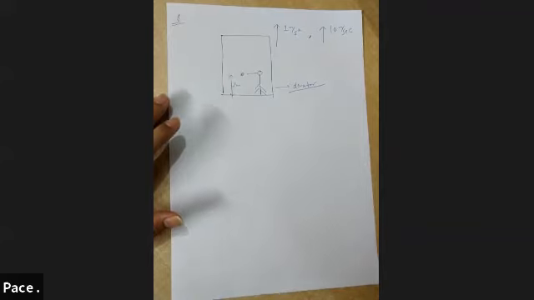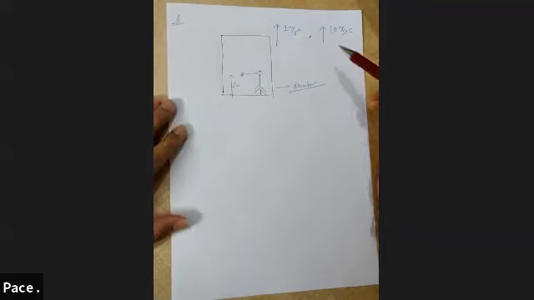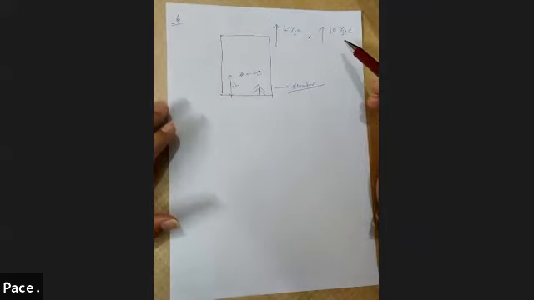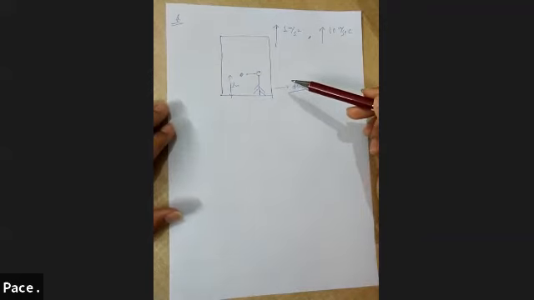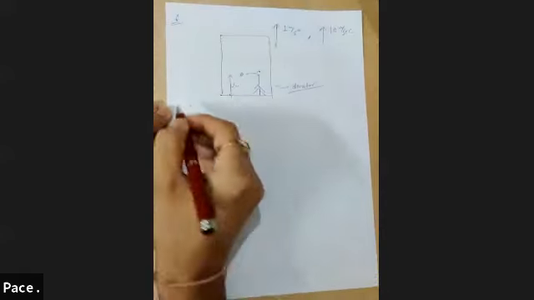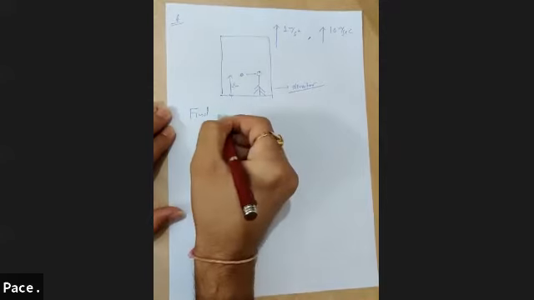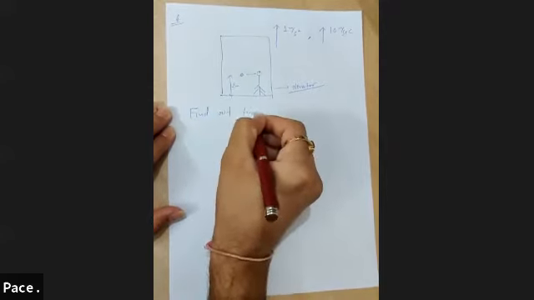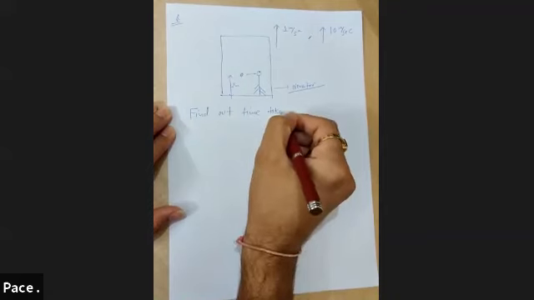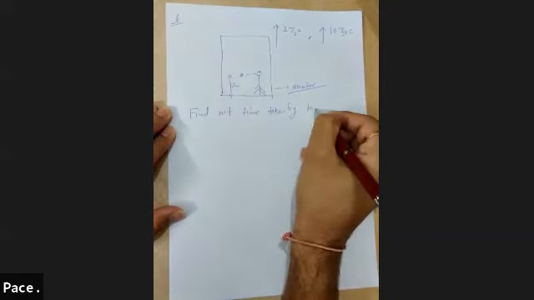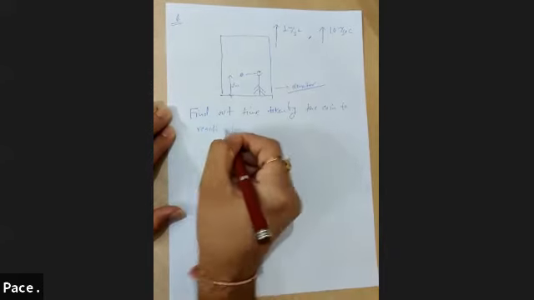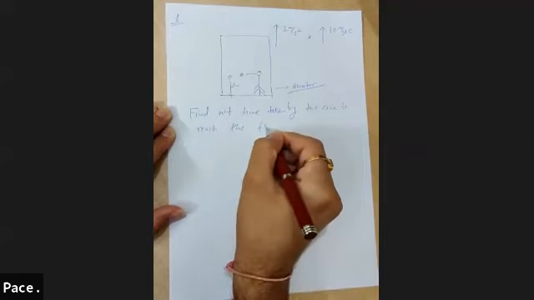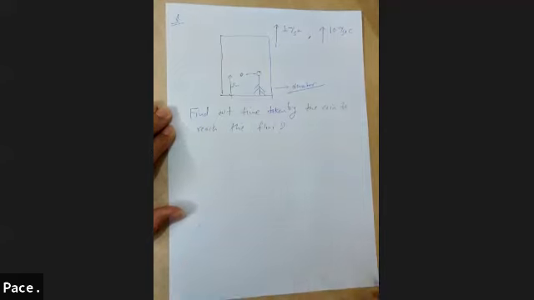Man drops a coin from a height of 2 meter. Find out the time taken by the coin to reach the floor of the elevator. This you have to find out.